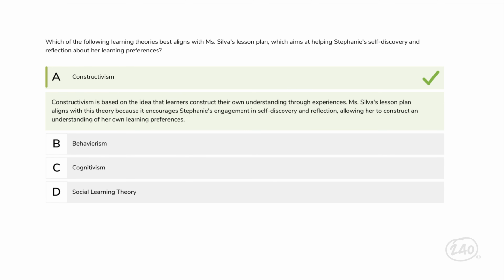Constructivism is based on the idea that learners construct their own understanding through experiences. Ms. Silva's lesson plan aligns with this theory because it encourages Stephanie's engagement in self-discovery and reflection, allowing her to construct an understanding of her own learning preferences.